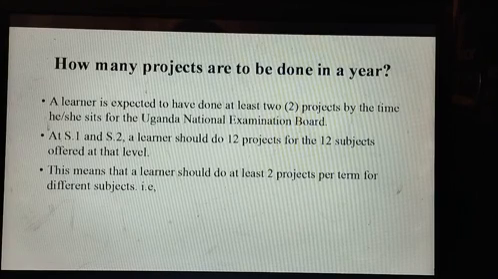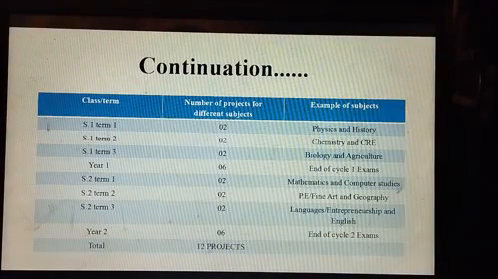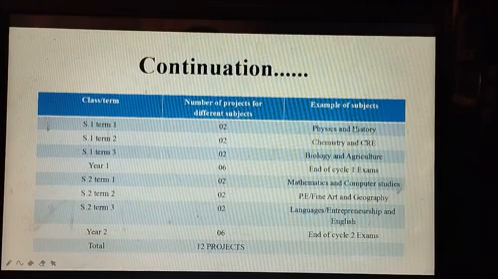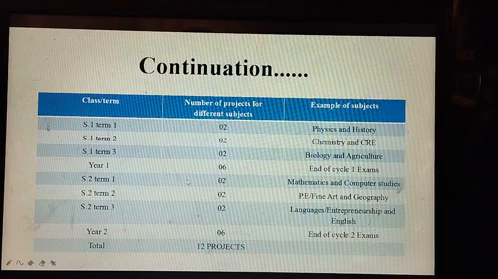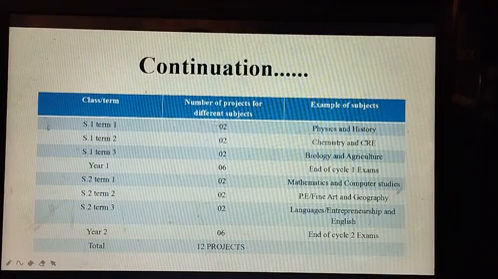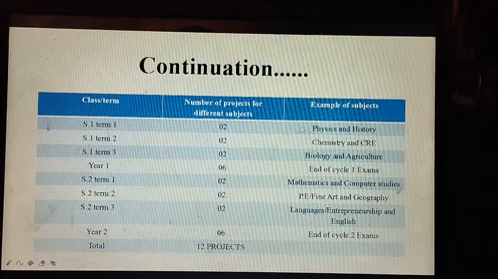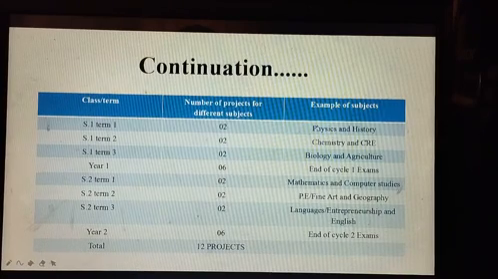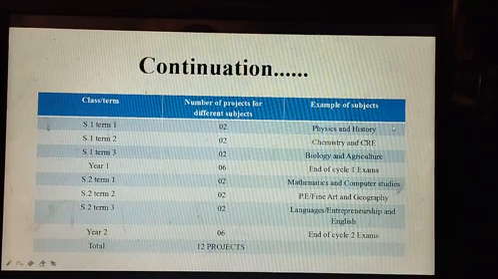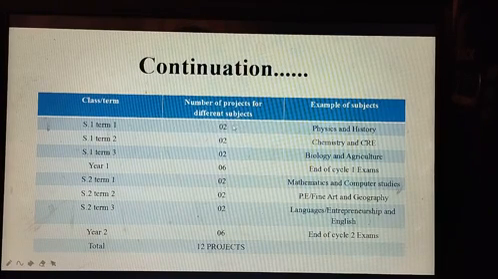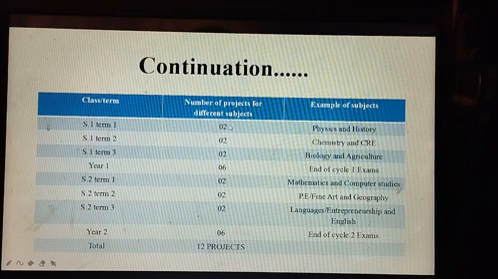So, how are we going to be doing that? Assuming that we are having these subjects, examples of subjects: physics, history, chemistry, CRE. This is a student doing such subjects. So a student in senior 1 term 1 is going to do 2 projects, and they will be in physics and history. What I'm trying to say is he's going to do 1 project in physics and 1 project in history. That makes a total of 2 projects within that term.